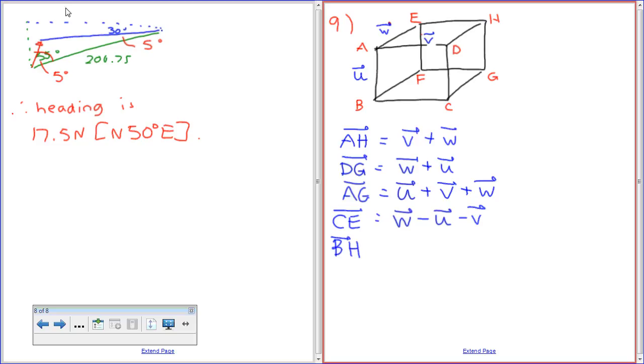Okay. Then we're doing finally BH, which is the bottom here to the top there. So I'm going to call that negative U plus V plus W. Somebody just confirm those for me. I think that looks good. Okay. All right, there's 9. Oh goodness, 11.